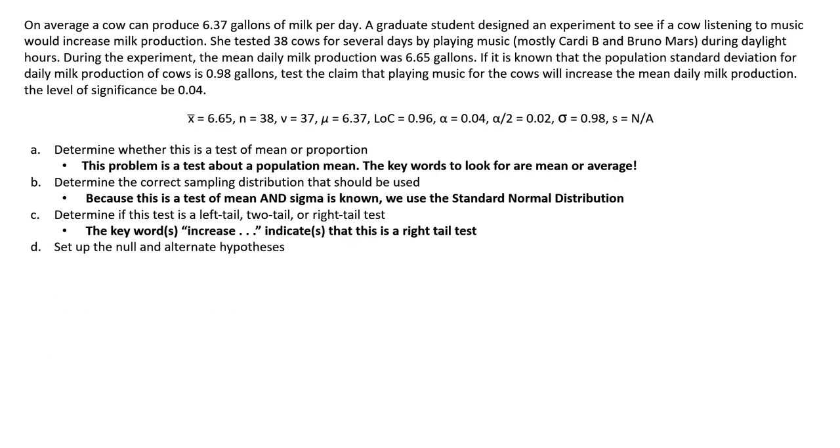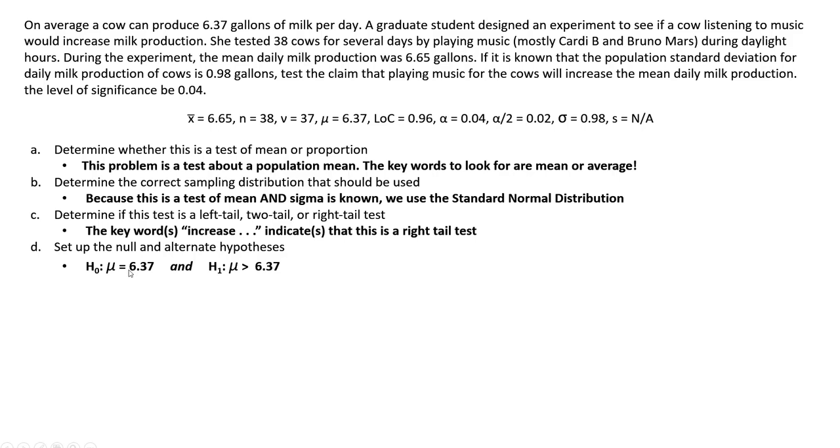Set up the null and alternate hypotheses. The null hypothesis is mu is equal to 6.37. The null and alternate hypotheses will always have a mu equals to, and either mu is greater than, as in this case, because it's a right tail test, or for a left tail test, it would be mu is less than, or for a two tail test, it would be mu is not equal to.